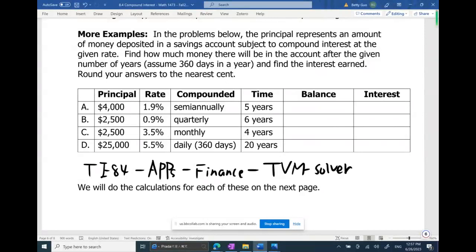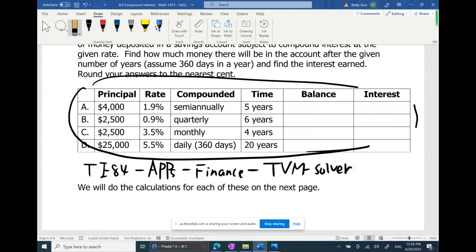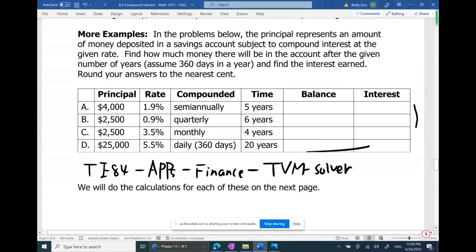Let's get started. I hope you have this information somewhere convenient, then you can watch the video. So we have 4 parts, A, B, C, D. The first part, interest is compounded semi-annually. Principal is 4,000. Annual interest rate is 1.9% for 5 years. We need to find the balance and the interest. We are not going to use the formula anymore. We are going to use the app.